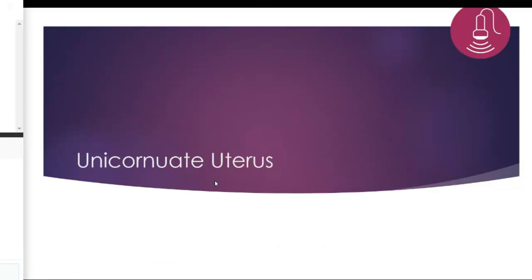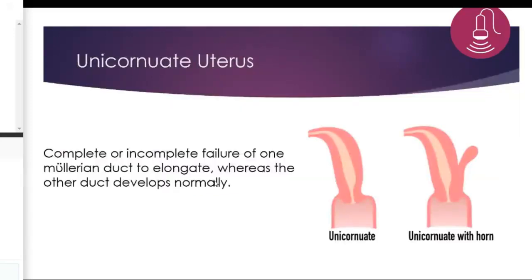All right, so we're going to move on. We're going to talk about anomalies of the uterus that have to do with the Mullerian ducts and them not developing properly. So we're going to start with what's called a unicornuate uterus. A unicornuate uterus is complete or incomplete failure of one Mullerian duct to elongate, whereas the other duct develops normally.